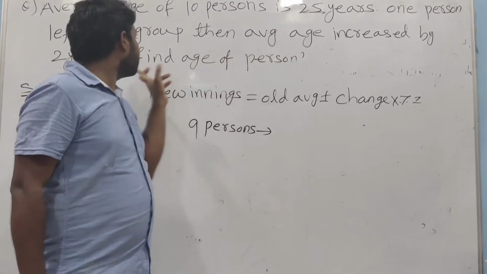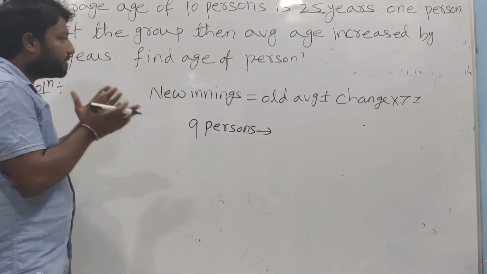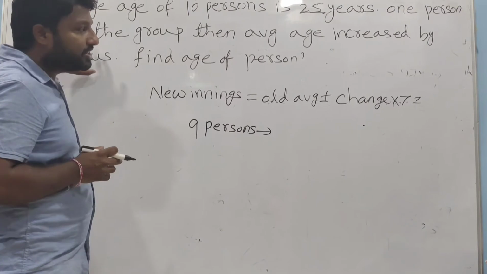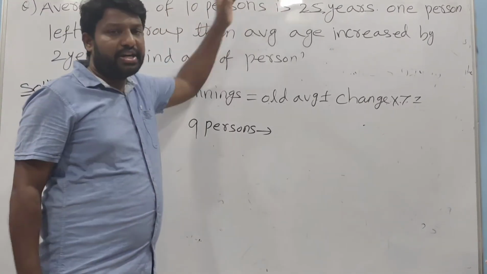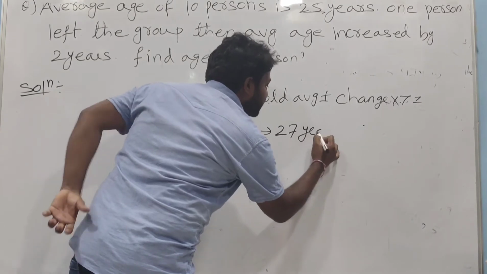Then the average increased by 2 years. I am taking only the 9 persons who are there. What is their average? The initial average is 25, and it is increased by 2 years. That means the 9 persons' average is nothing but 27 years.